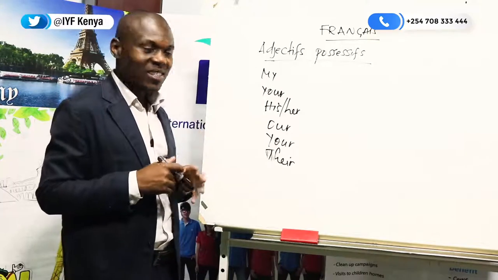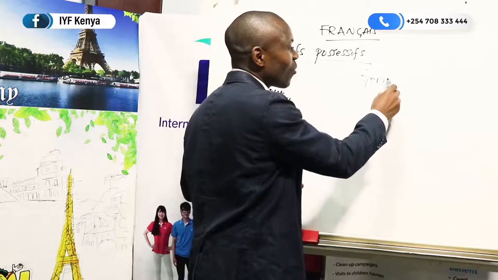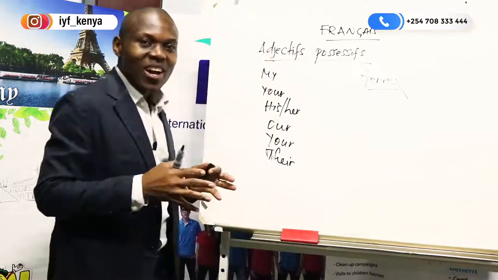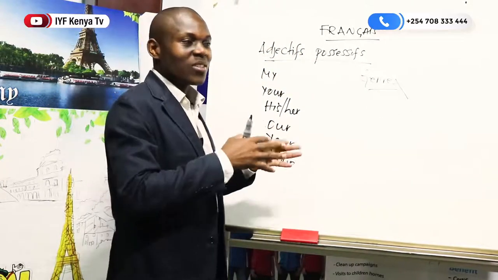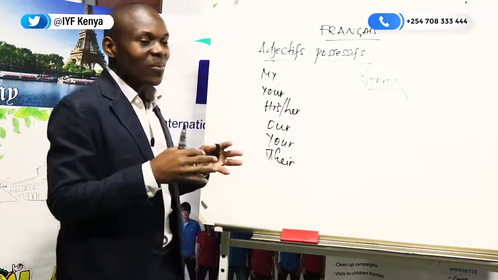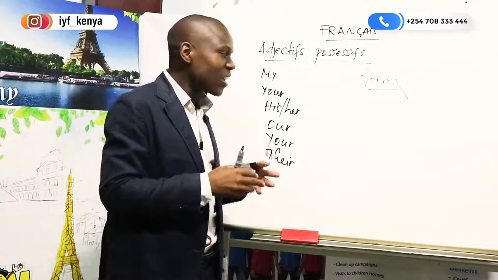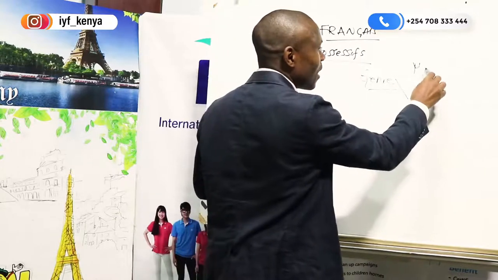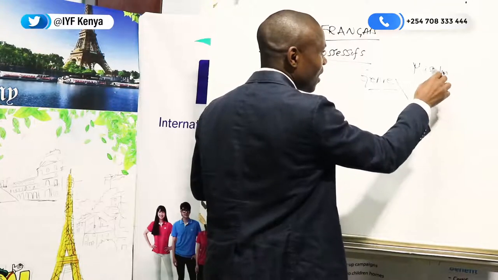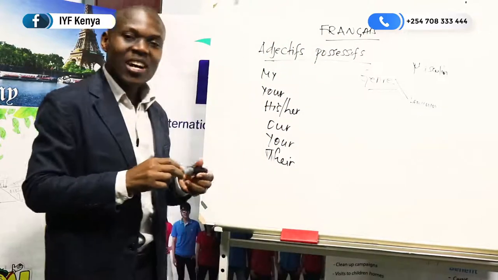Why do we have three words? It's because of the gender. You have to know something as we continue learning our French lessons: we have something called genre. I think it was in lesson 2 that I talked about the definite article and indefinite article, and I said we'll continue with that lesson. But it's very important for you to know from the beginning that in French, we have what we call genre. So we have genre masculin and genre féminin, just like masculine and feminine.